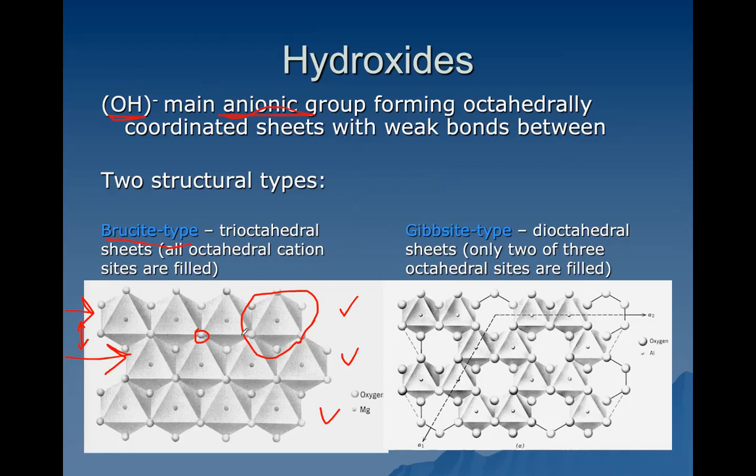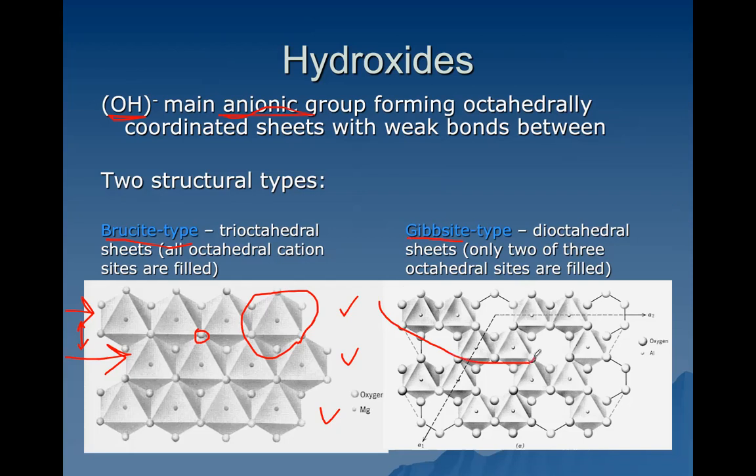And the other type is gibbsite type, where you have the dioctahedral sheets. Dioctahedral sheets, where you can see some kind of like this.